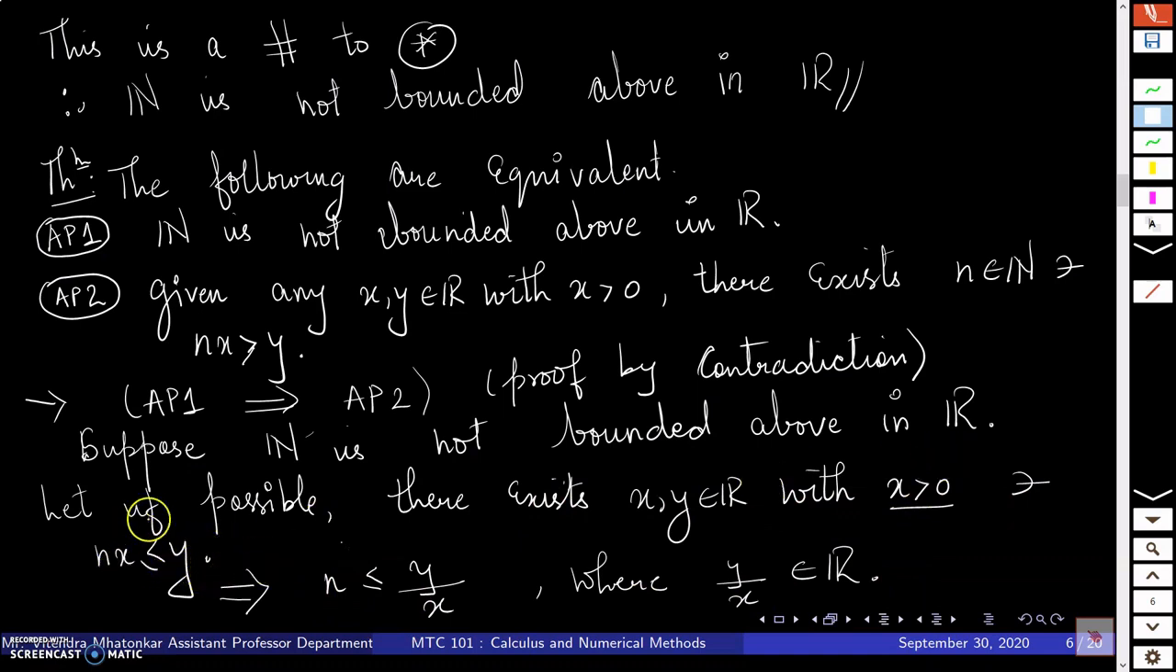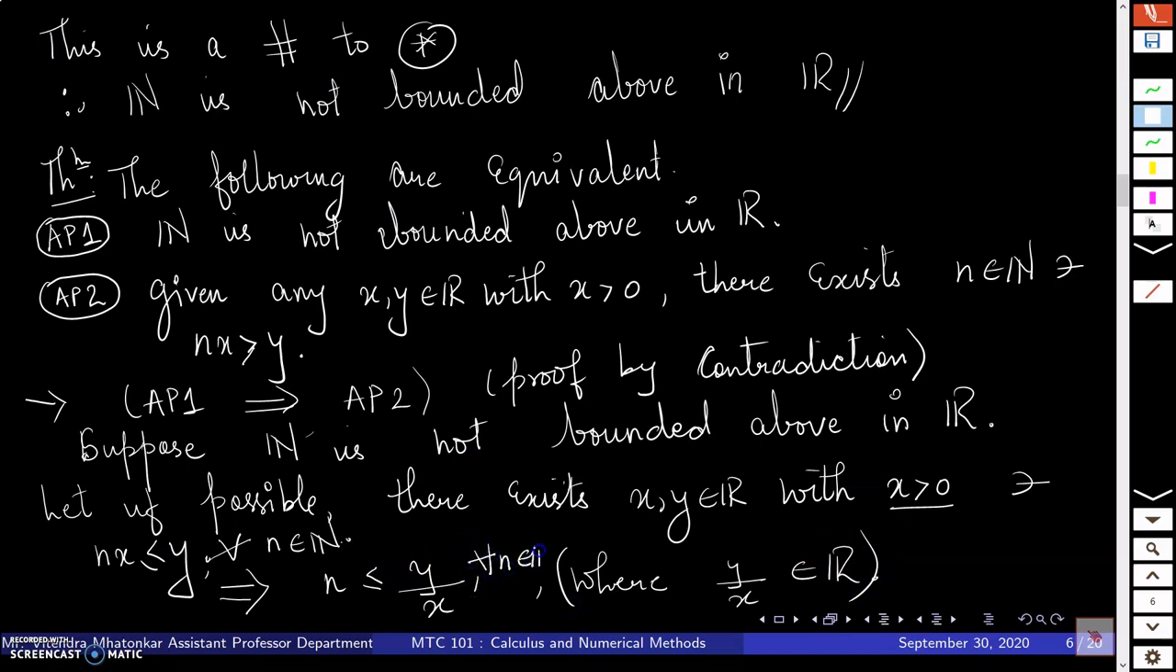I forgot to mention, such that nx is less than or equal to y for every natural number n. Because here we are saying there exists a natural number, so its negation would be for every natural number. So for every natural number n, nx will be less than or equal to y. Correct. That means n will be less than or equal to y by x for all natural numbers n.